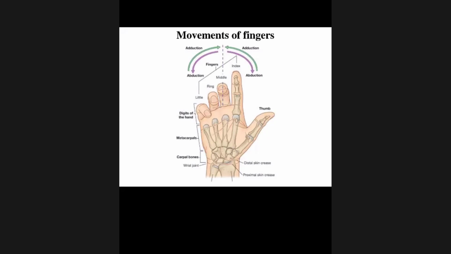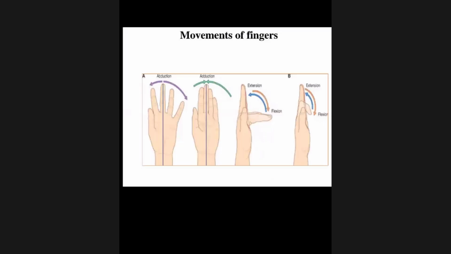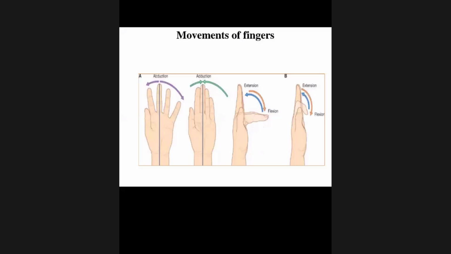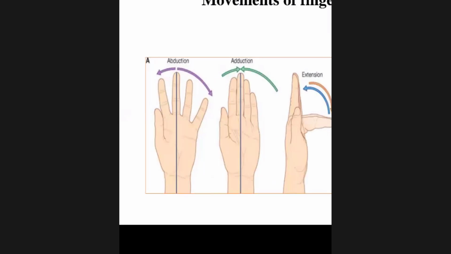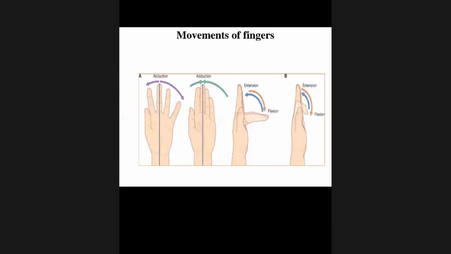And I told you adduction and abduction are in relation with the middle finger. So if fingers come toward the middle finger, then that is adduction, and if fingers go away from the middle finger, that is abduction. You can see here in this picture, abduction and adduction is in relation to the middle finger actually.